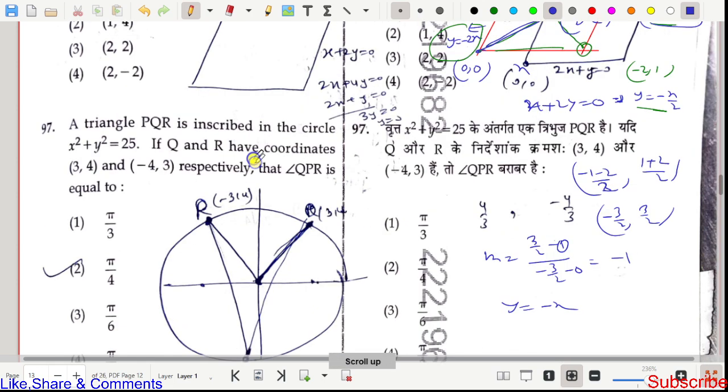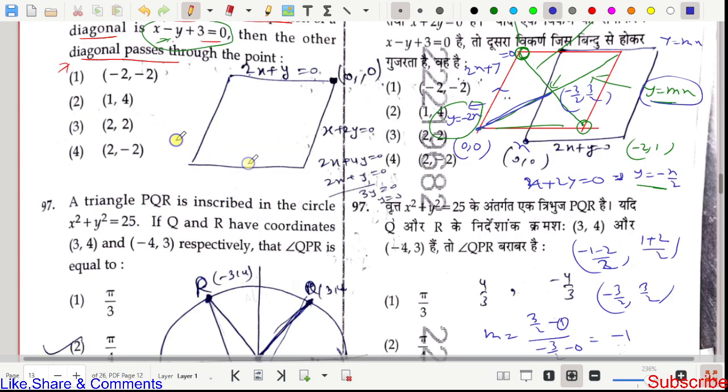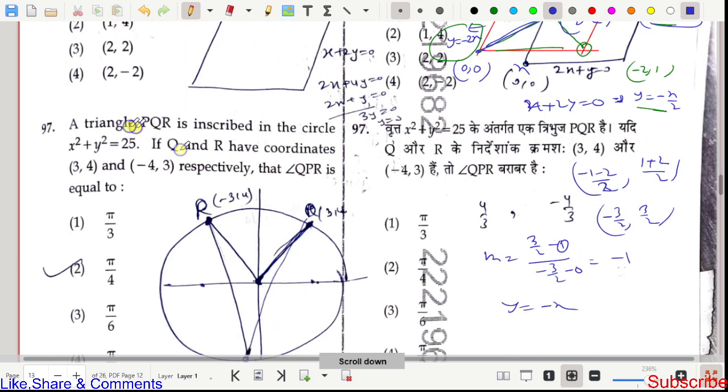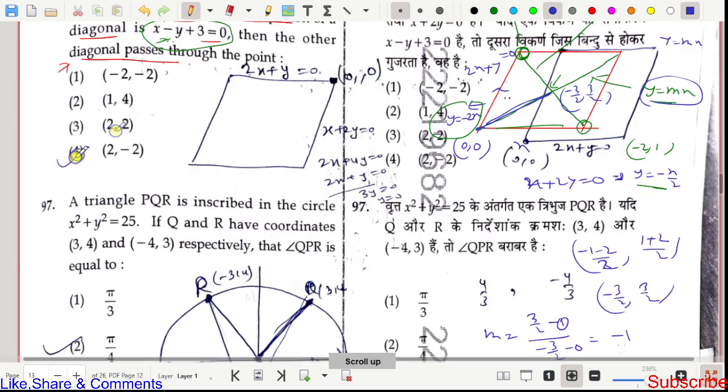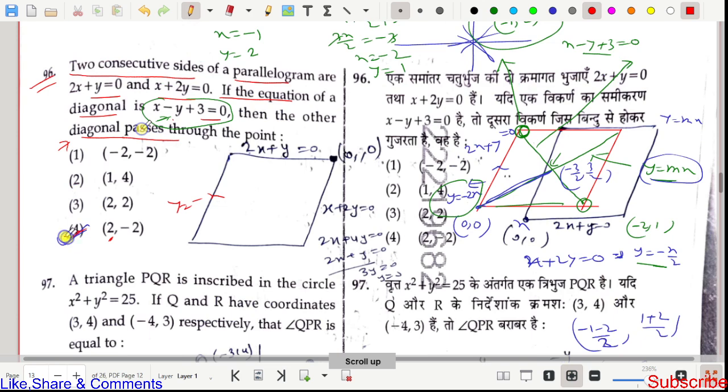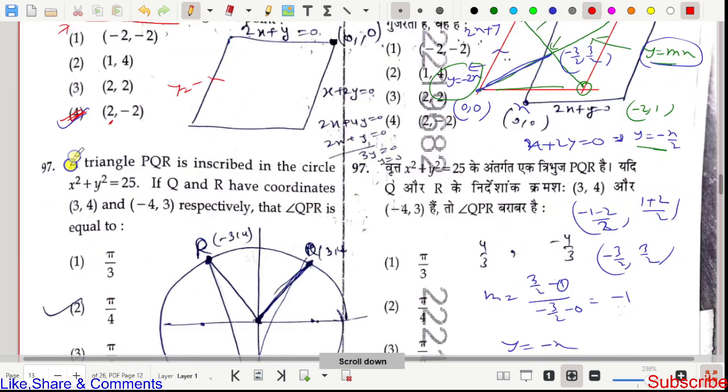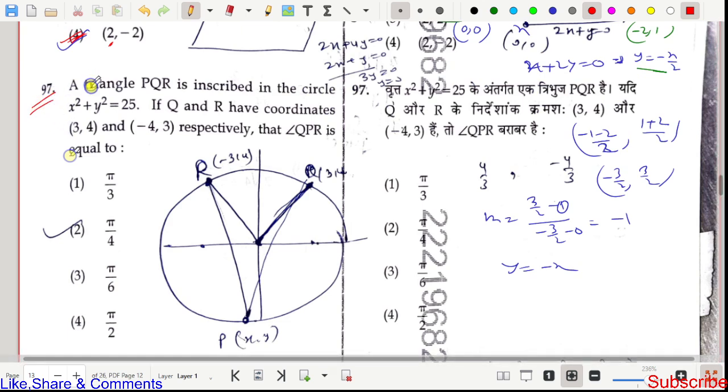Now we can check which option, which point satisfies this relation. So only the fourth option will satisfy the relation, because y and x are opposite in sign. y equals minus x, which you can check is satisfied. Only the fourth option is satisfying. So the fourth option is our correct answer. I hope you have understood. Now see the next question.